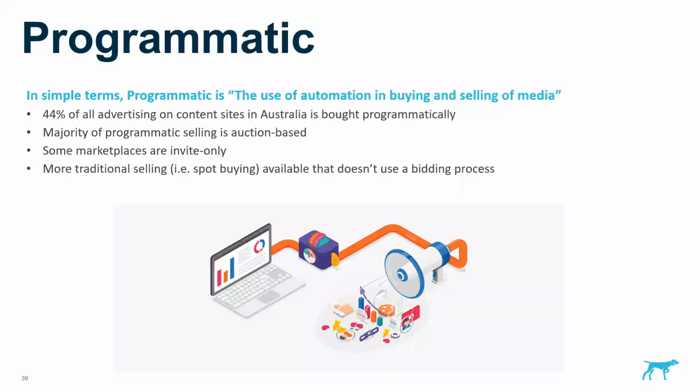So this is in comparison to the sort of traditional insertion order process of buying inventory. So it's not to do with calling up and getting an IO and having the big discussion. That said, there are some private marketplaces that are invite only. So the publishers, they're not publicly available. You actually have to have the publisher invite you specifically. There is also traditional style selling, so spot buying, via the programmatic approach that doesn't use the bidding process, but by and large it's auction based and it's public.